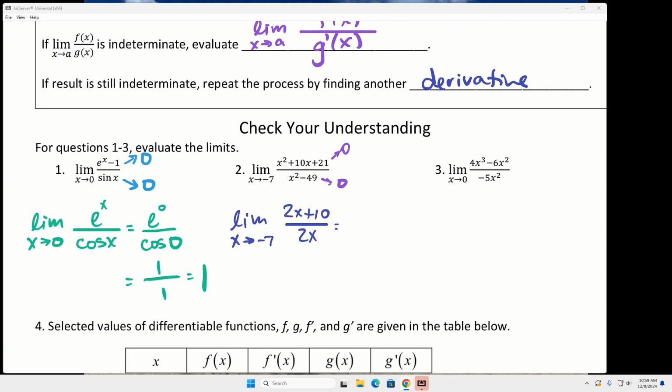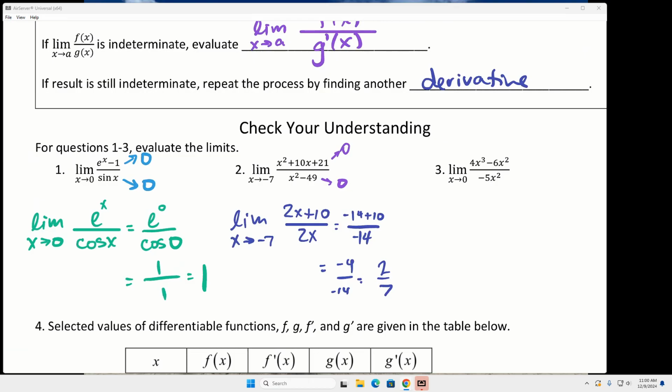Okay, then I will plug in -7. Goodness. Alright, so I'm going to get 2/7. Could you have done that by factoring? If you like factoring better, it's fine. Our only option on this one with -7 is factoring or L'Hopital's rule.